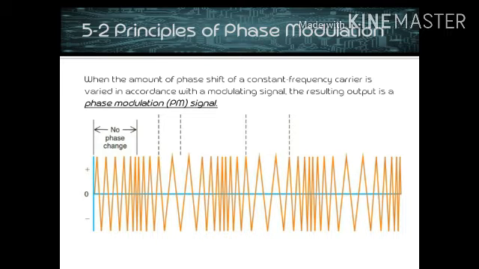Now, for part 2, principles of phase modulation. When the amount of phase shift of a constant frequency carrier is varied in accordance with a modulating signal, the resulting output is a phase modulation, or PM signal. Phase modulation is a modulation pattern for conditioning communication signals for transmission. It encodes a message signal as variation in the instantaneous phase of a carrier wave.